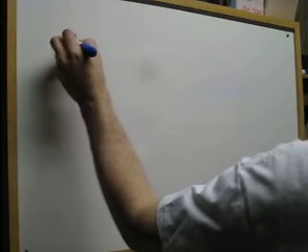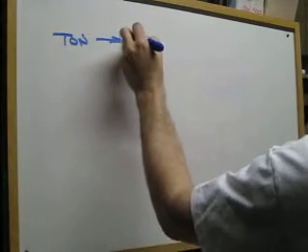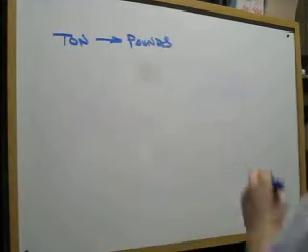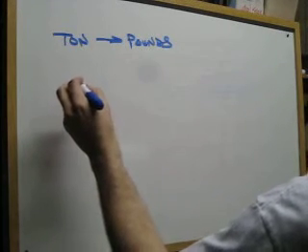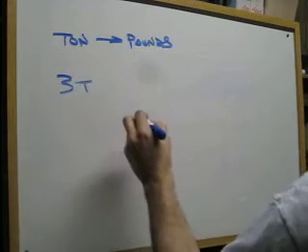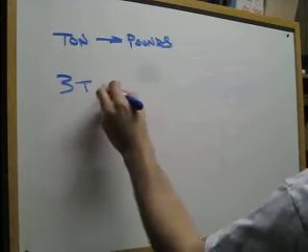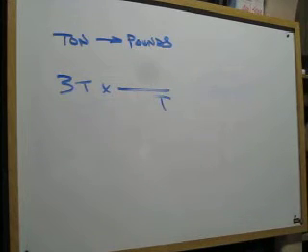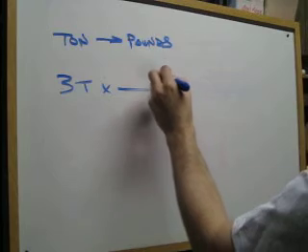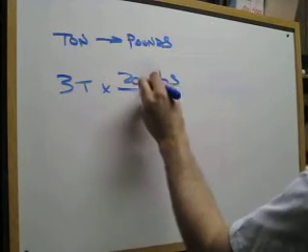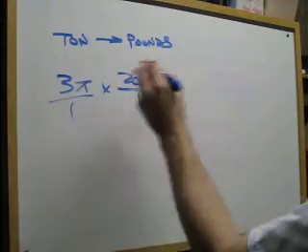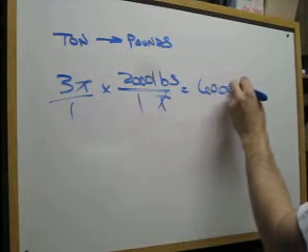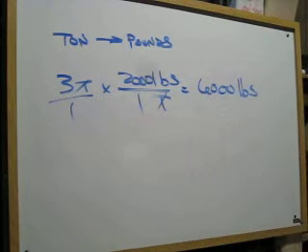In example 2, they're converting tons to pounds. You'll notice that the abbreviation for tons is the capital letter T, and we're converting 3 of those tons to pounds. So 3 tons times line, tons on the bottom. We look at our table, see if there's any comparison, and we find that there are 2,000 pounds in 1 ton. Cancel our T's here for our tons, multiply 3 times 2,000, and we get 6,000 pounds.